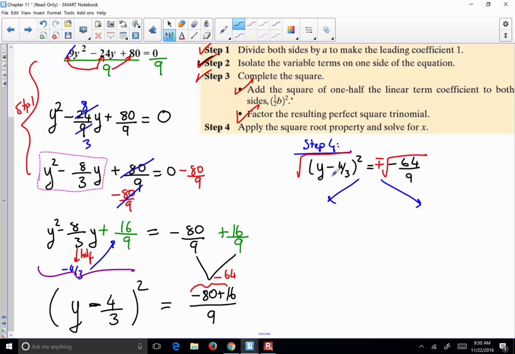directions. Again, y minus 4/3 is the first positive option, second, the negative option. Can you follow? I split it as plus, I split it as minus. Okay.